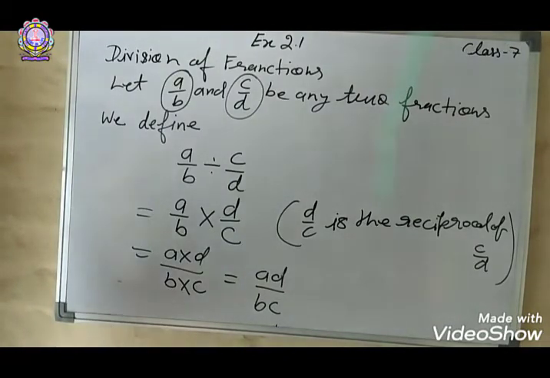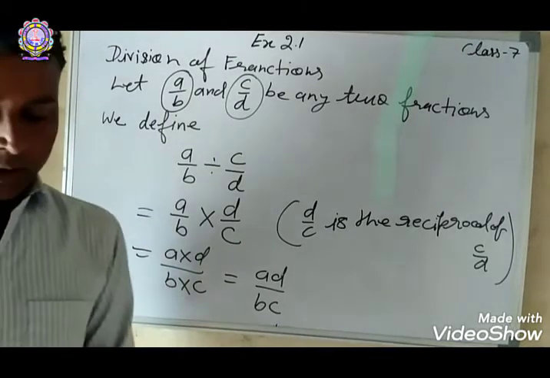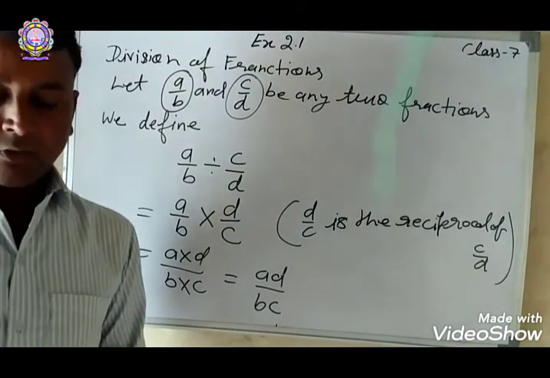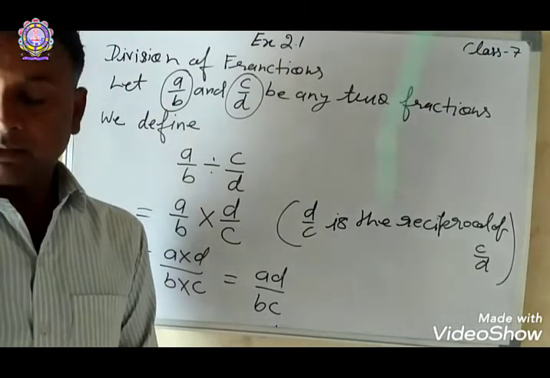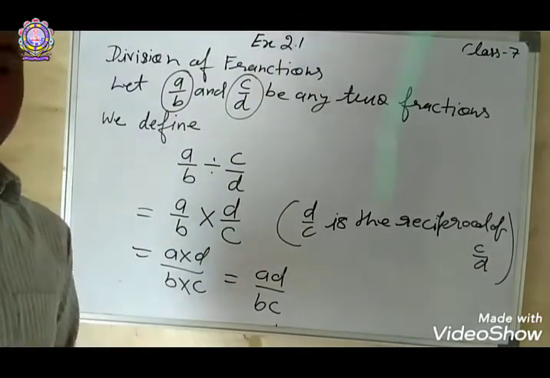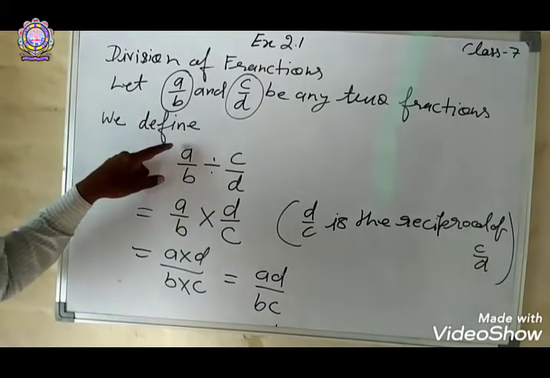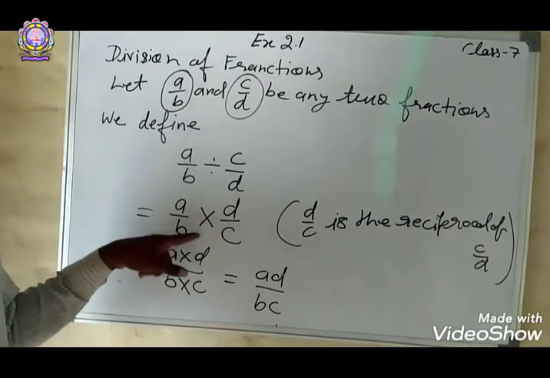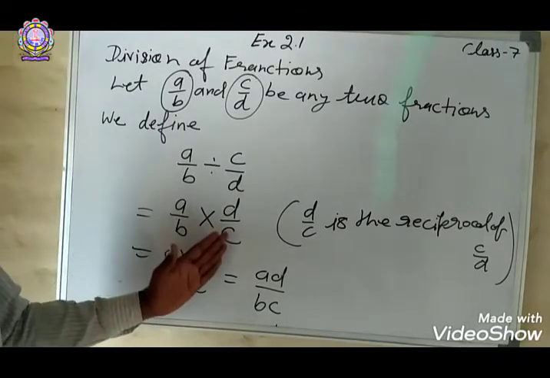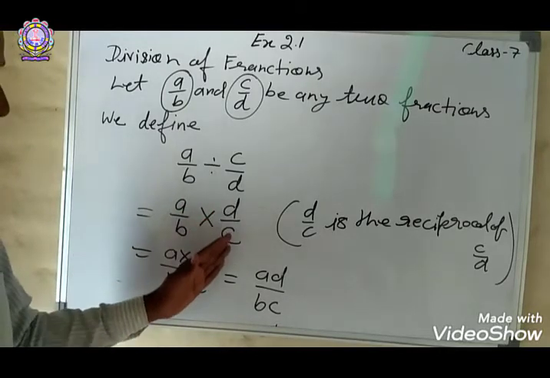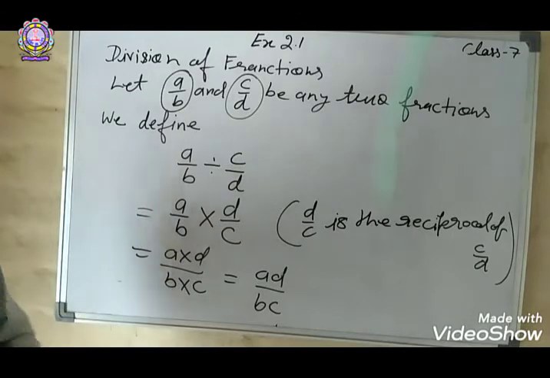Okay. So division of a fraction by another fraction: we multiply the first fraction and the reciprocal of the second fraction. Multiplication of them and the reciprocal of the second fraction. So D upon C is the reciprocal of C upon D.